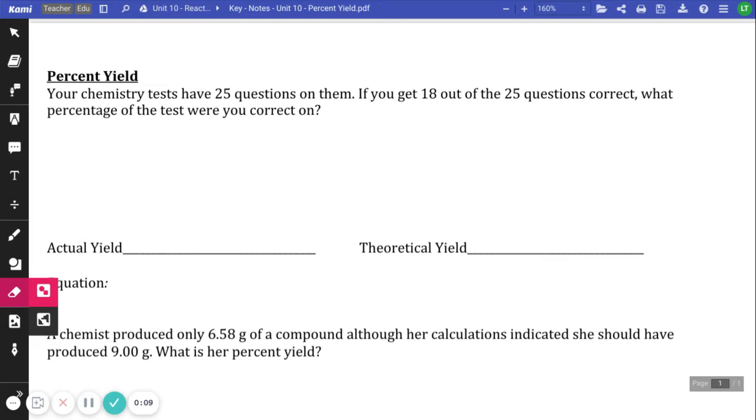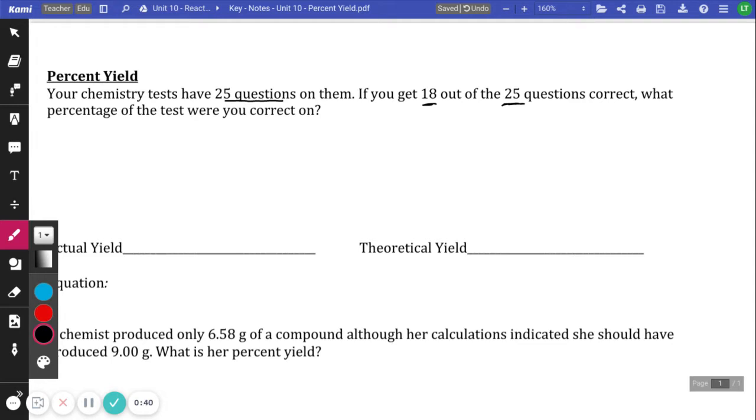Okay, so we're going to go ahead and jump on in. You're definitely going to want a calculator to solve these problems and also a periodic table. We're going to start by doing a real world example of where you have used percent yield before. It says your chemistry tests have 25 questions on them. If you get 18 out of 25 questions correct, what percentage of the test were you correct on?